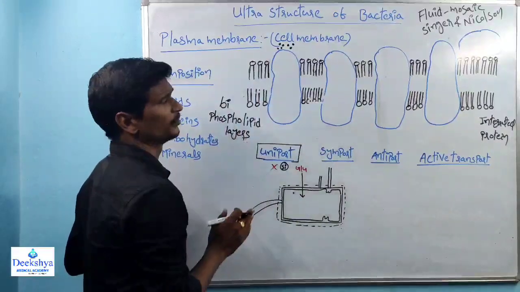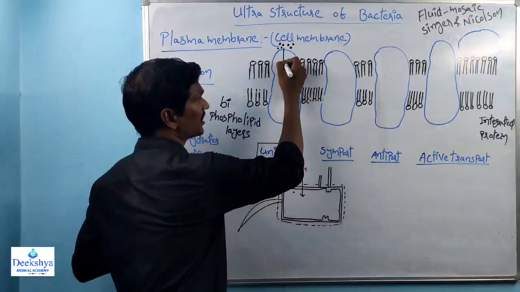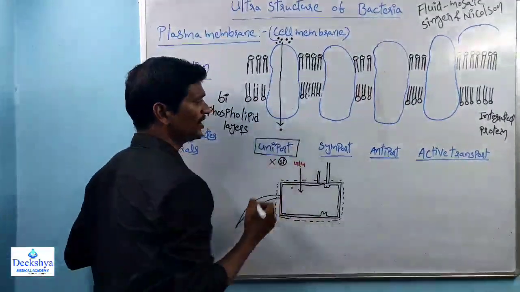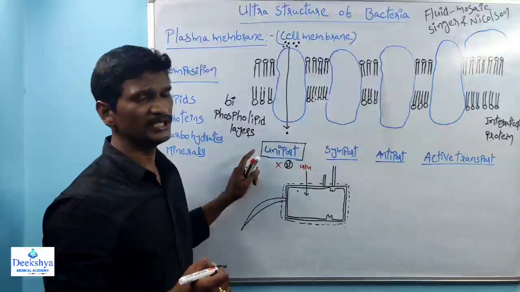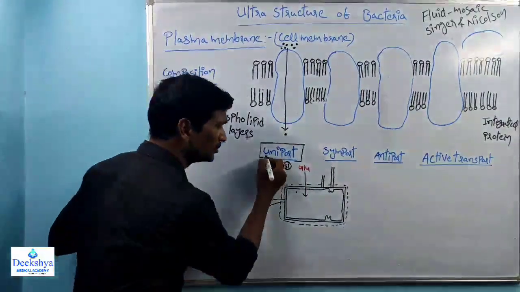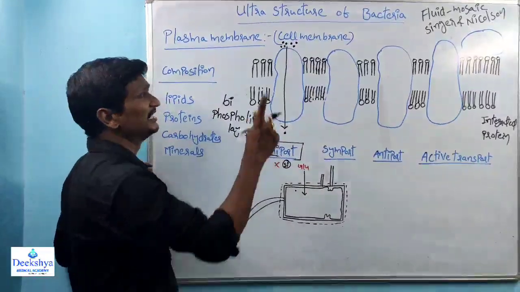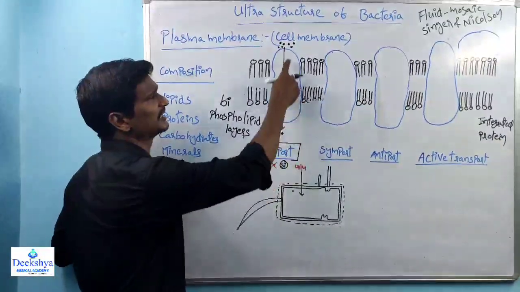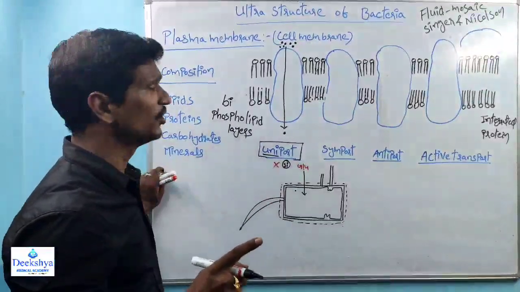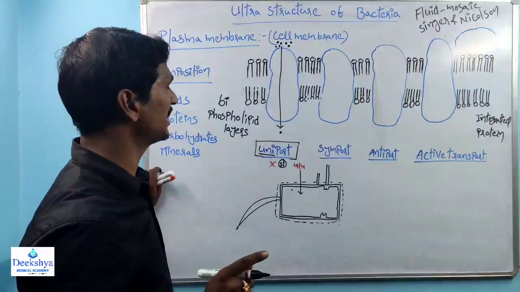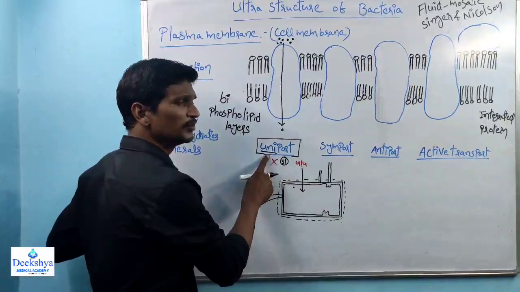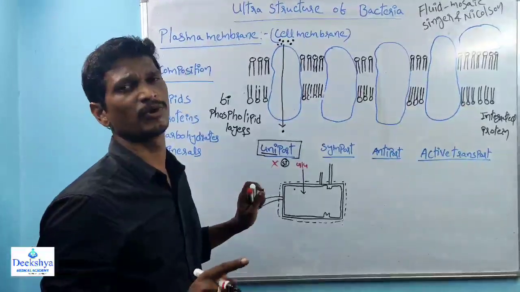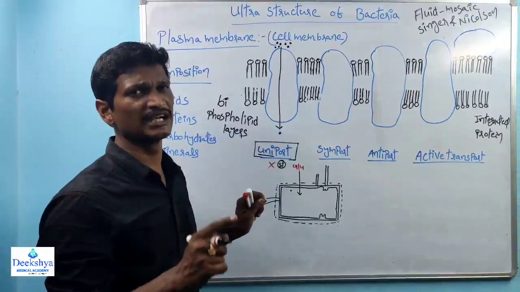All these are maybe the sodium. So one type of molecule is transported in only one direction. That is nothing but uniport, where uni indicates single. A single type of molecule is transported in only a single direction. That kind of transportation is called the uniport mechanism.